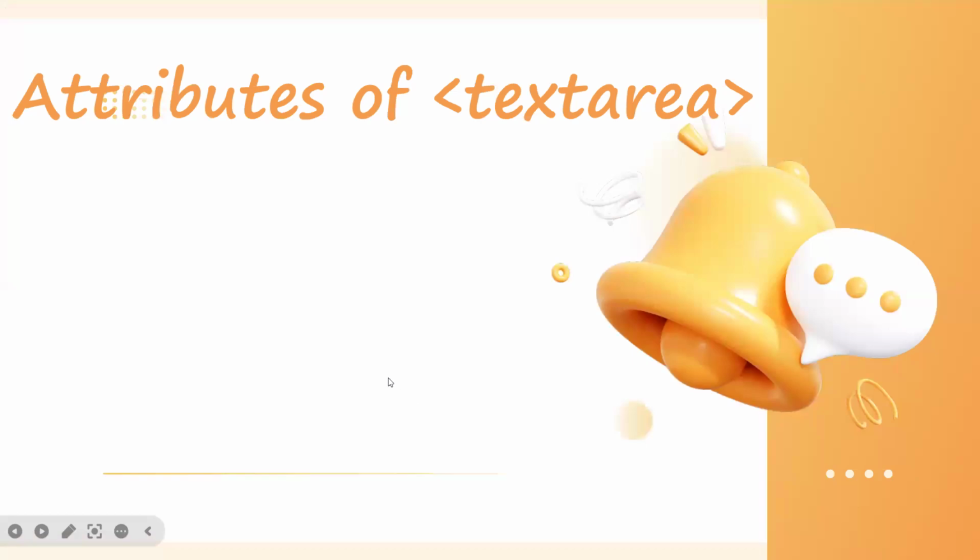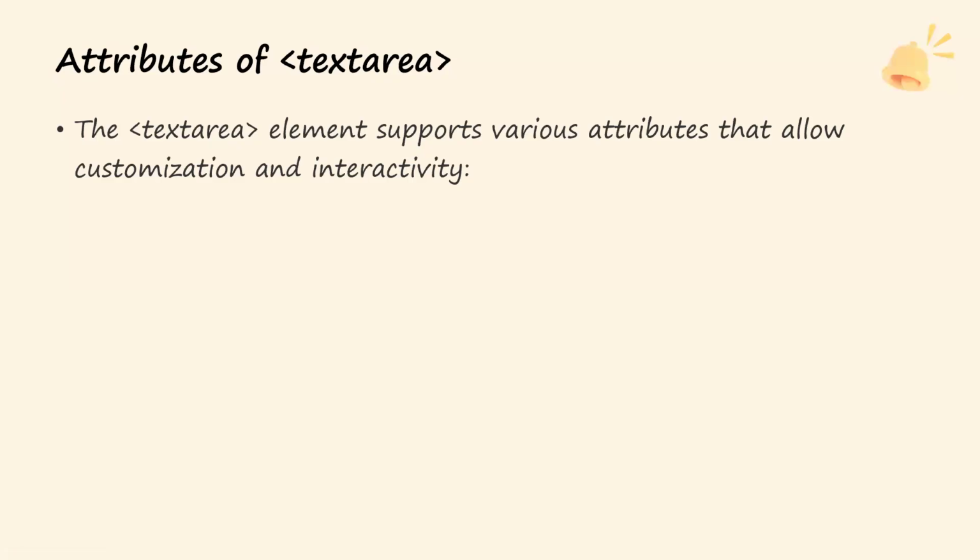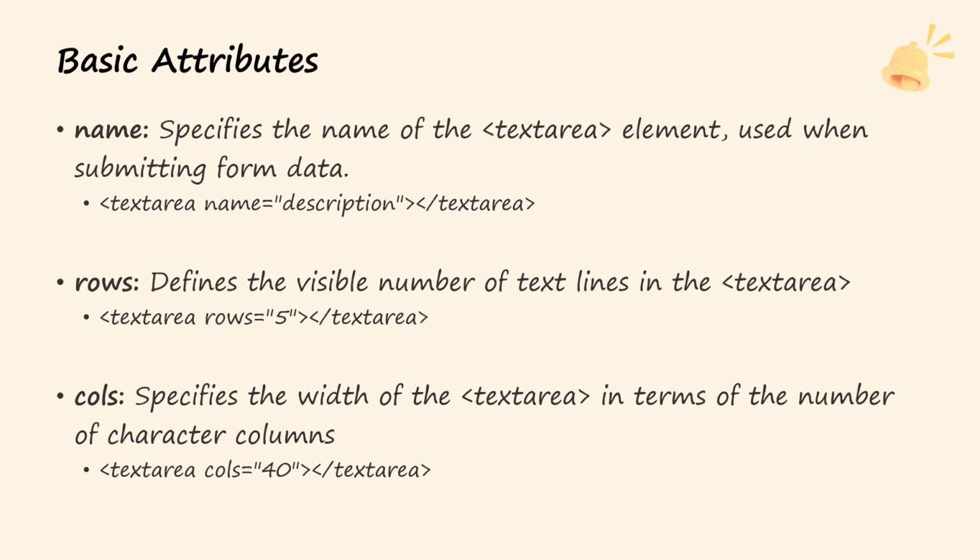So what are the attributes of the textarea? The textarea supports various attributes that allow customization and interactivity. The first one is name. It specifies the name of the textarea used when submitting form data. In short, all of your form elements must have name attributes, because whenever we want to collect the form data, this name is very, very important. So make it a habit: all your form elements must always have the name attribute and the value.